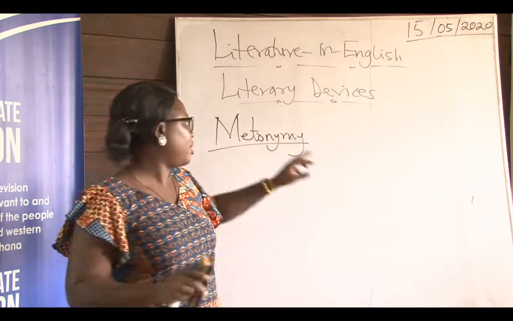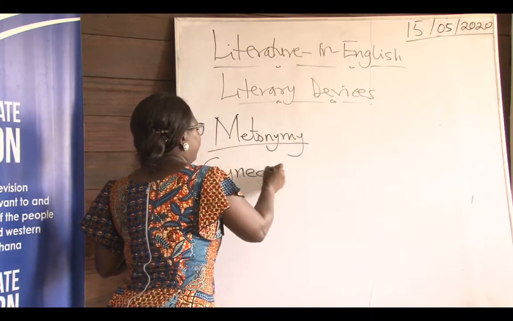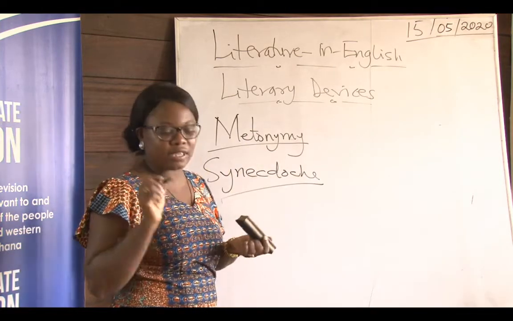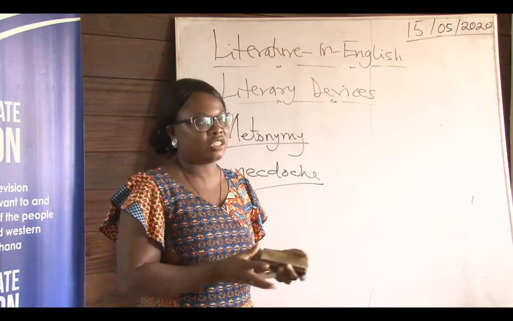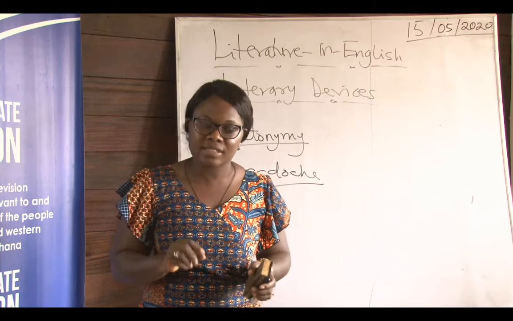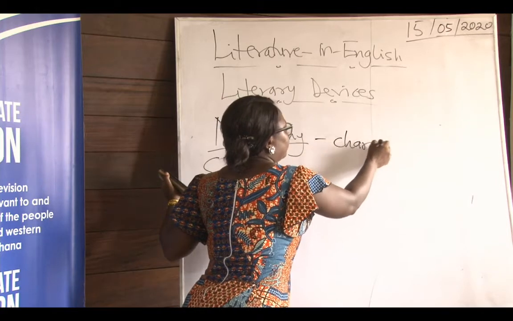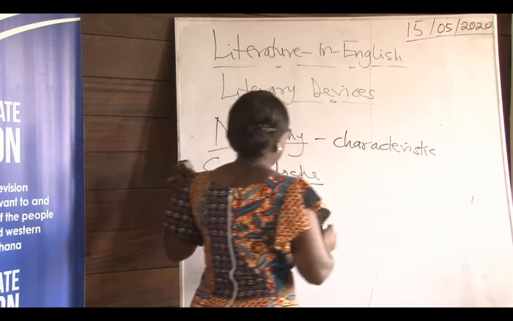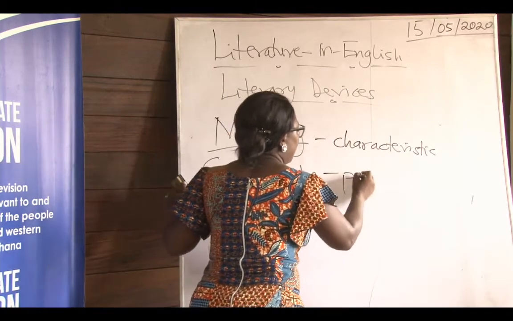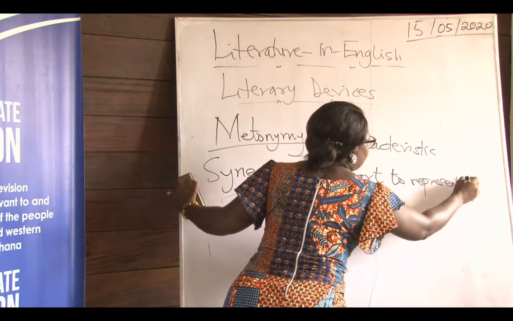We shouldn't confuse metonymy with synecdoche. We use metonymy when you talk of the associations or the characteristics of something to refer to it. That is metonymy. But synecdoche is when you use parts to represent whole. When you use parts to represent whole, that is synecdoche. So here, this is characteristics. And then with synecdoche, you are using part to represent whole.